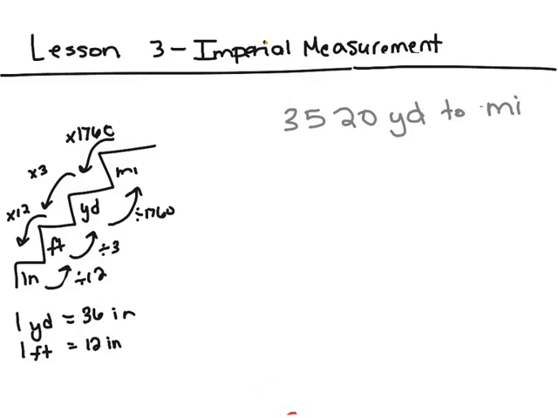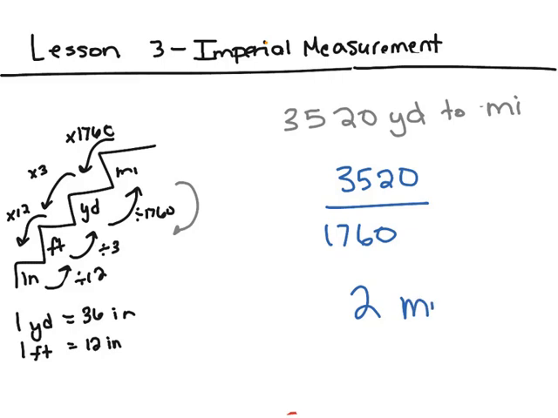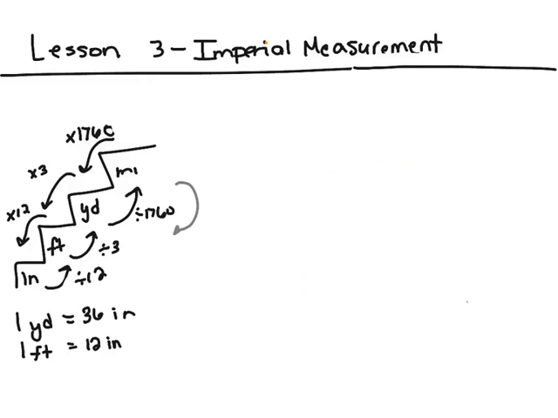3,520 yards to miles. So because we're going straight from here to here, we can just divide. So 3,520 divided by 1,760, and if you type that into your calculator or do it in your head, you should get 2 miles. So 3,520 yards is 2 miles.